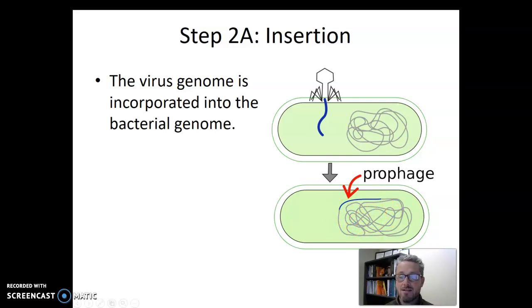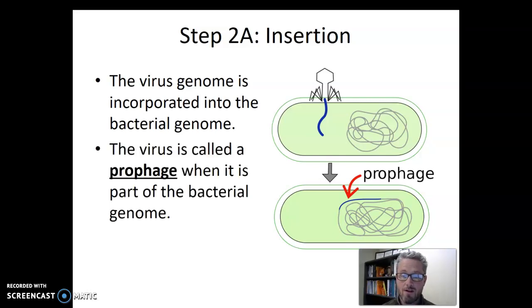When a virus does this, we have a special piece of terminology for the virus at this point. When it is nothing more than DNA attached to the bacterial DNA, we call the virus a prophage. So we can see the prophage here, the viral DNA attached to this circular bacterial chromosome.